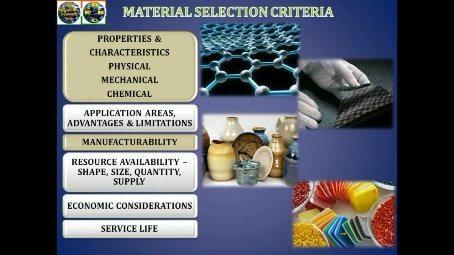Next is the application area, the advantages and limitations of the materials, the manufacturability, and the processes involved to manufacture the product. This could be the primary, secondary, tertiary, or non-conventional processes of manufacturing. The aspects of mechanical properties and manufacturability through processes will be presented in subsequent videos. The availability of the material is another important criterion, where the shape, size, quantity, and supply of the material depend. Then the cost consideration and also the service life of the material.